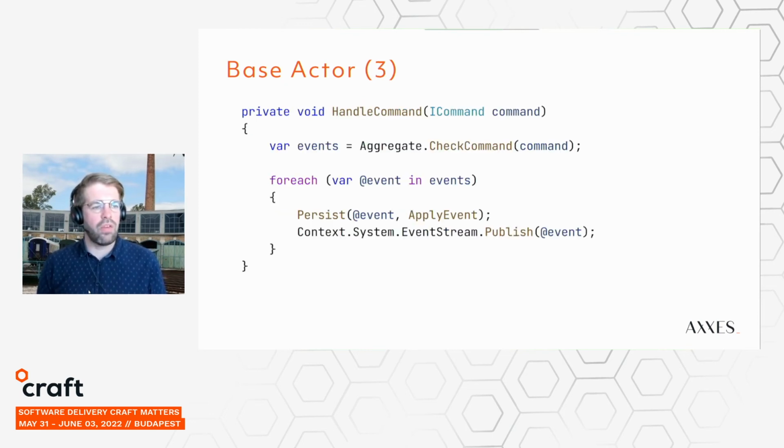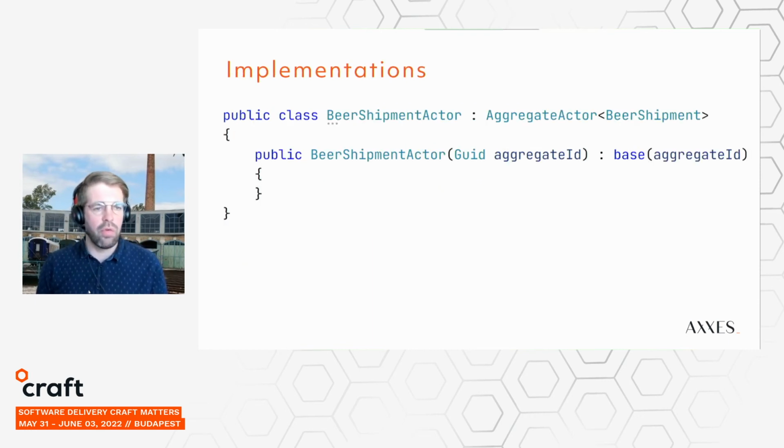And if we get new commands, what we're going to do is call the check command method. And for every event that we're gonna get back, we're gonna persist that event and replay it on our aggregate. And this is very powerful, because that means that if this is the only method that mutates the state, then we know that we have persisted all the events that we need to recreate that state after the actor gets recreated. So if you now have different actors for our generic aggregate actor, those would just be implementations of the aggregate actor base class with nothing else.